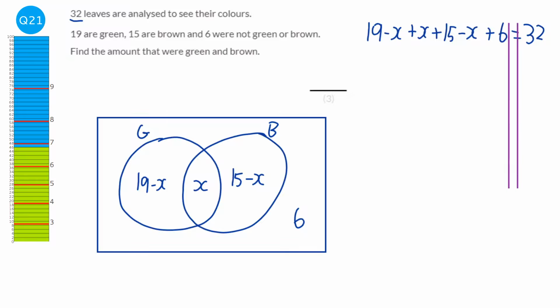And let's get our solving lines in. So we've got minus X and minus X, that'll be minus 2X. And we've got 19 plus 15 plus 6, which will be 40, equals 32. We're going to take away the 40 both sides.